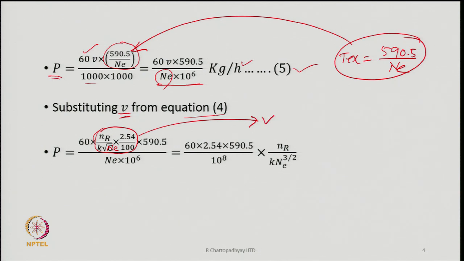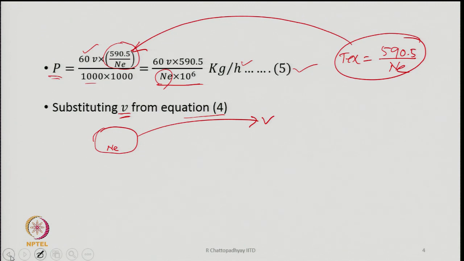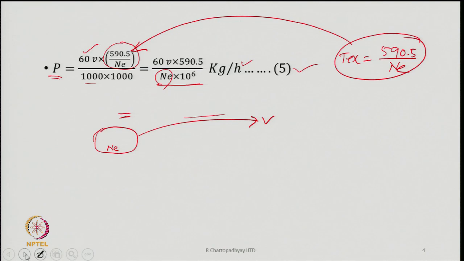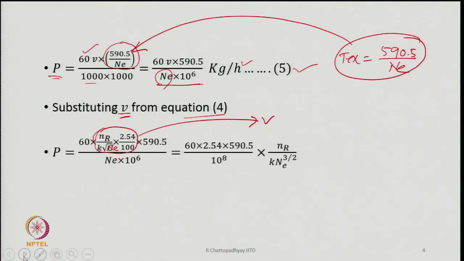Now, let us look at equation 4 again. Let us go back and see what equation 4 is. This V is stated as NR by K into root over NE into 2.54 by 100. So the same V we are substituting here, and if we simplify it, we end up with this formula.